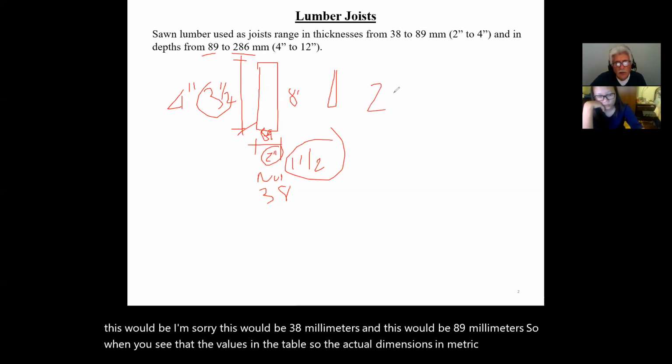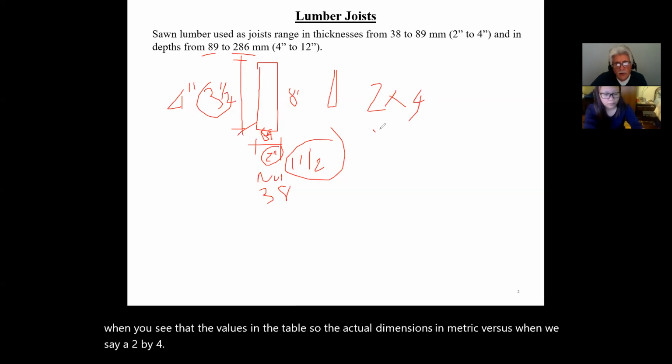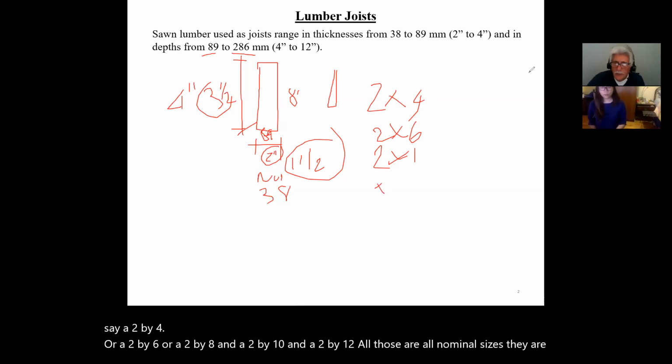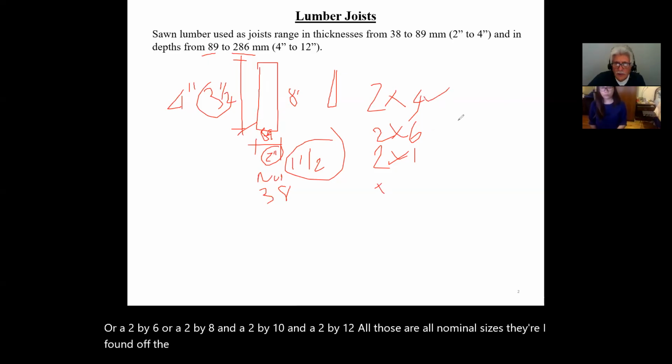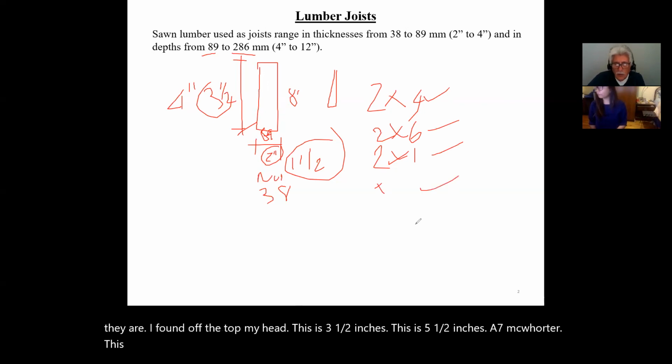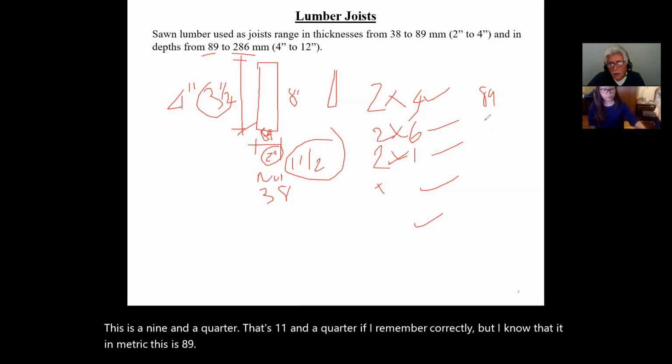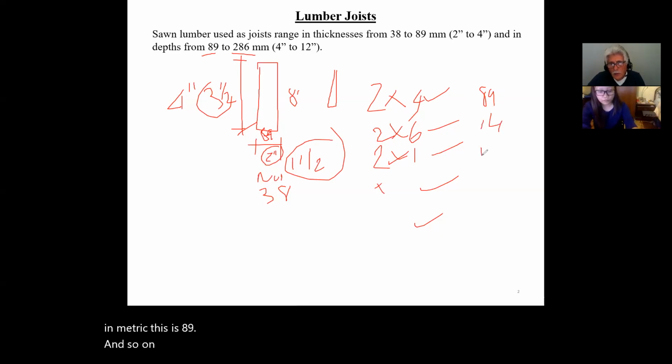Versus when we say a 2 by 4 or a 2 by 6 or a 2 by 8 and a 2 by 10 and a 2 by 12, those are all nominal sizes. Off the top of my head, this is 3.5 inches, this is 5.5 inches, this is 7.25, this is 9.25, and that's 11.25, if I remember correctly. But I know that in metric, this is 89 and so on, 140, 180, and so on. And these are the actual dimensions of the lumber.